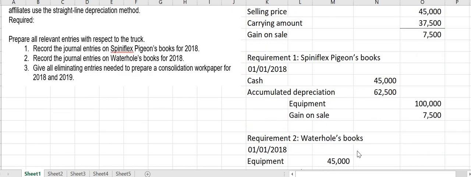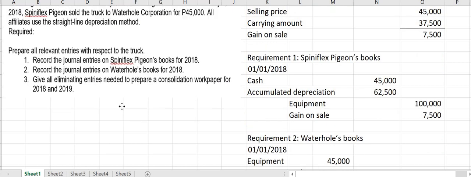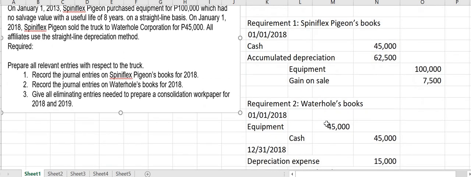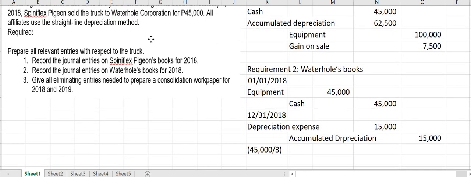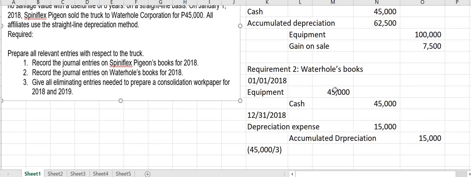The second entry is to record the transaction in the books of Waterhole, the buying affiliate. On January 1, 2018, it will debit equipment for 45,000 and credit cash for 45,000, since Waterhole paid 45,000 to acquire the equipment from its parent.